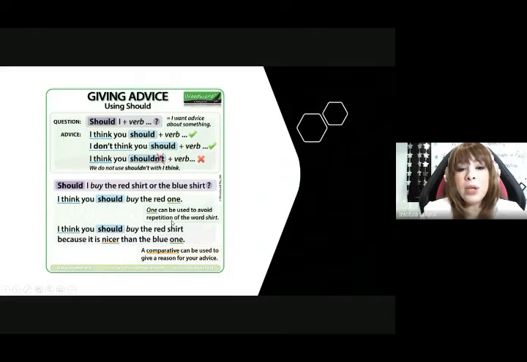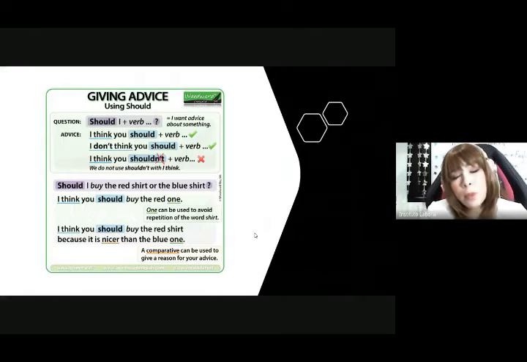"One" can be used to avoid repetition of the word shirt. Okay? Look at the example, red shirt, blue shirt. So in the answer, we don't use the word shirt. We use the word "one" to avoid repeating the word shirt. I think you should buy the red shirt because it is nicer than the blue one. A comparative can be used to give a reason for your advice. So this is a brief explanation of how to use should.